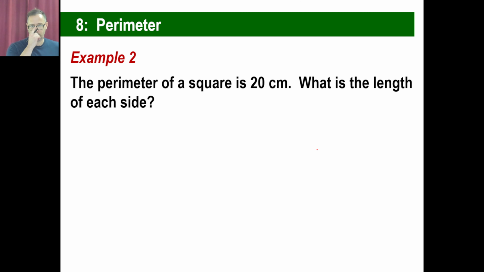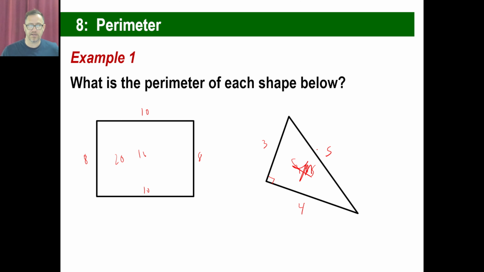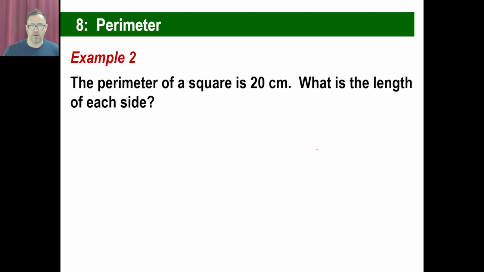All right, another example. Let's say you have a square, and they tell you the perimeter of the whole thing is 20, all the way around. What's the length of each side? Well, what's different about a square than this rectangle on the left? The difference is every side on a square is the same length, right? So if there are 4 sides to a square, they're all the same length. That means each side has to be 5 centimeters, right? That's the answer to the question.